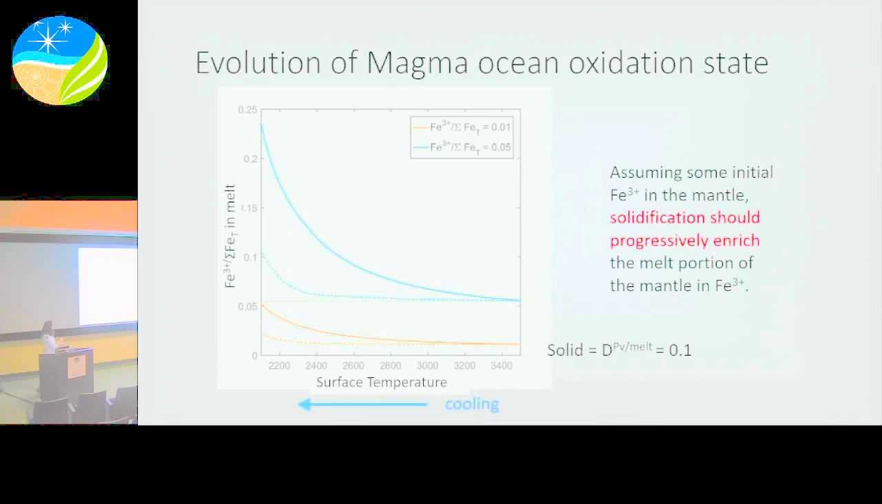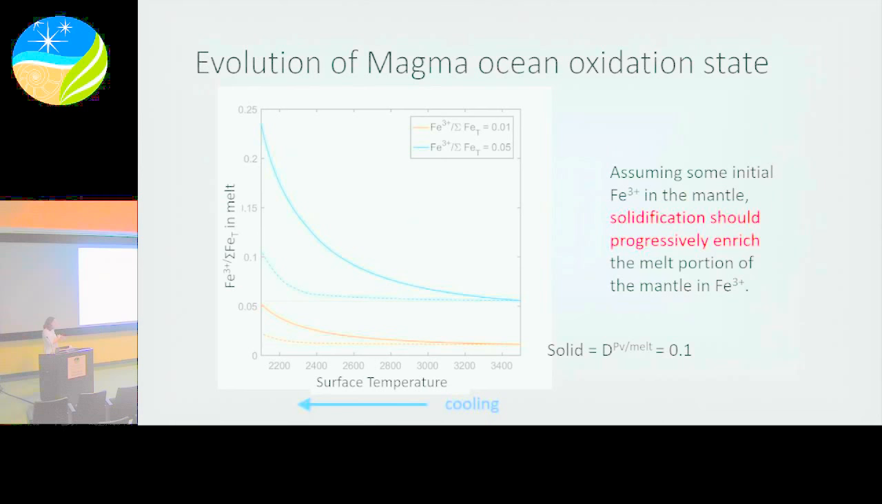So here's how the iron 3+ abundance evolves as the magma ocean is crystallizing from this model. I've held everything fixed. I'm showing you two curves here for each starting composition. I'm starting with either 1% or 5% iron 3+, just to span a little bit of the range. The solid curve here is holding this perovskite-melt partition coefficient fixed at 10%. And then the dashed line is using the values tied to the aluminum abundance.